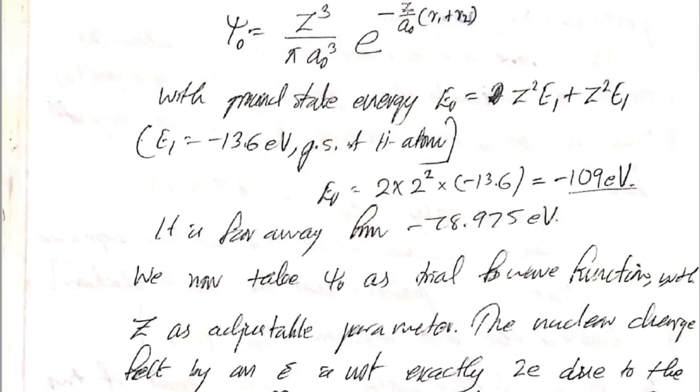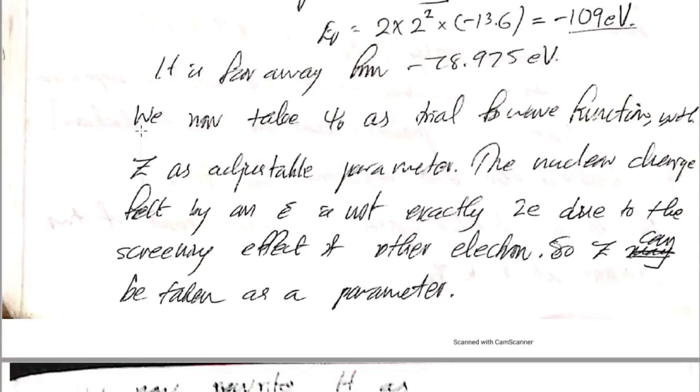The energy obtained will be minimized with respect to the variation in that parameter, and the minimum value of energy is taken. That is the principle of the variational method. So here Z is taken as an adjustable parameter.